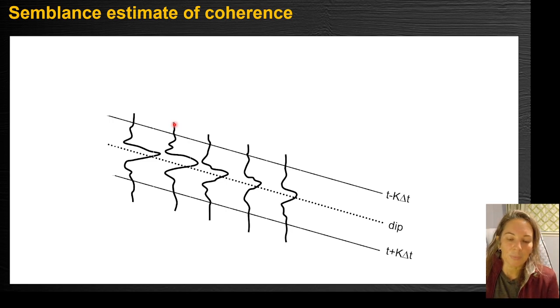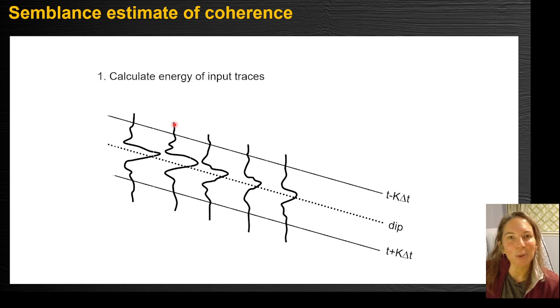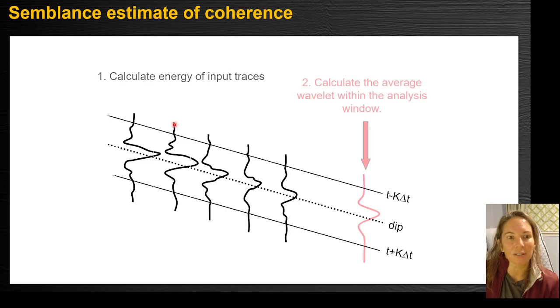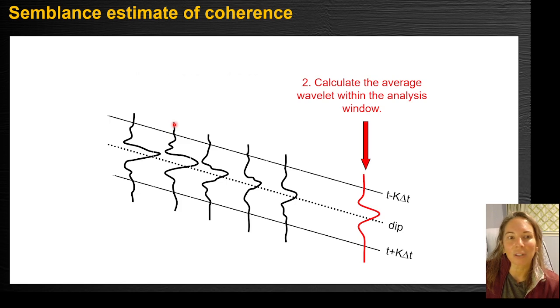So you can calculate coherence with a simple cross correlation, but there are other ways to do it. Two of the ways that we recommend in my research group are the semblance estimate of coherence. The way this works is the first thing you want to do is calculate the energy of your input traces. And then after that, you calculate the average wavelet within your analysis window. So this is our analysis window from the top to the bottom. And notice that we're doing it along dip. So this is really key.